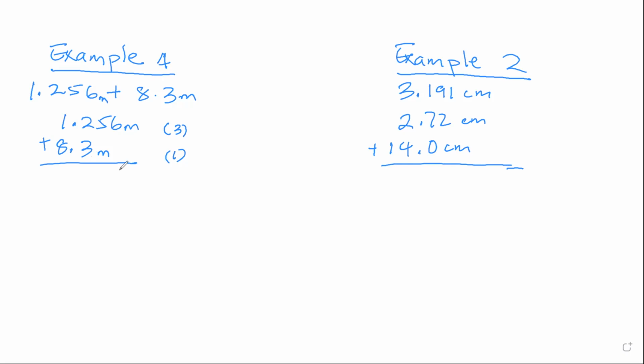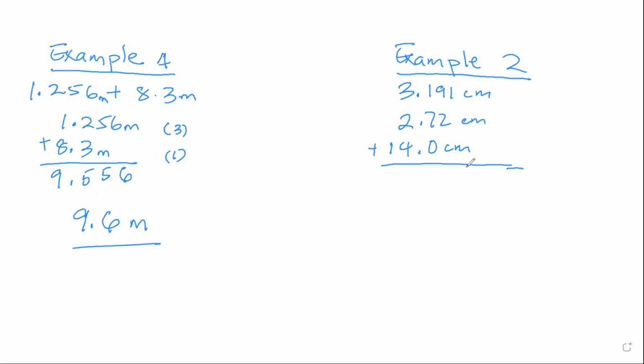So this applies to addition and subtraction. I recommend setting it up this way so that you can see it clearly. Now, the answer, 9.556, should have 1 decimal point, so it will be around 9.6 meters. That's it. Then the second one, we add.